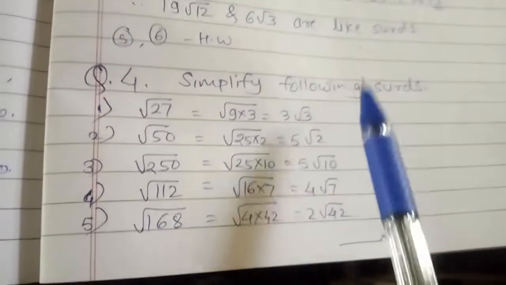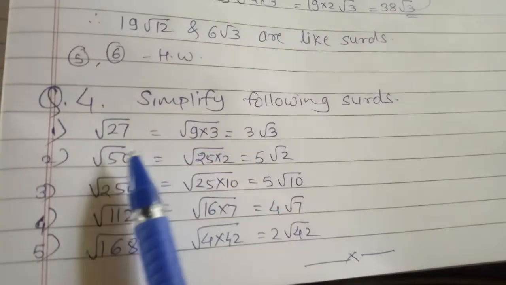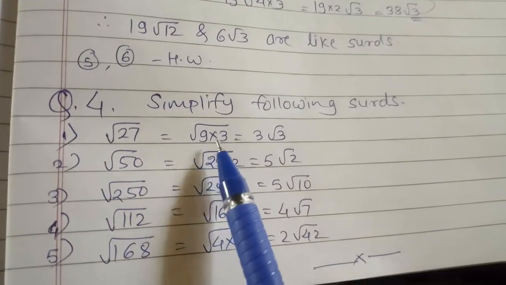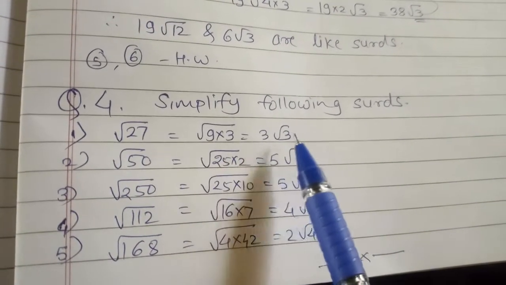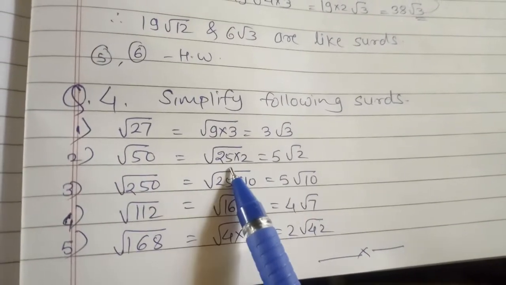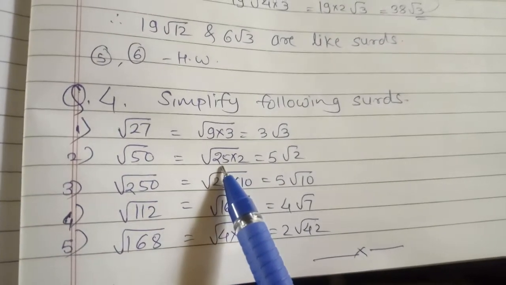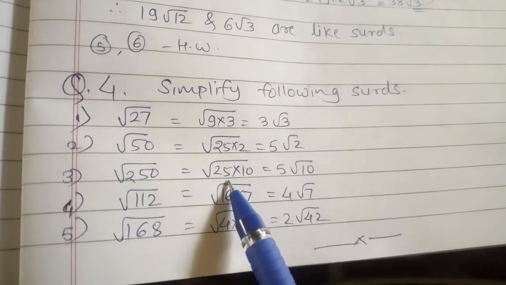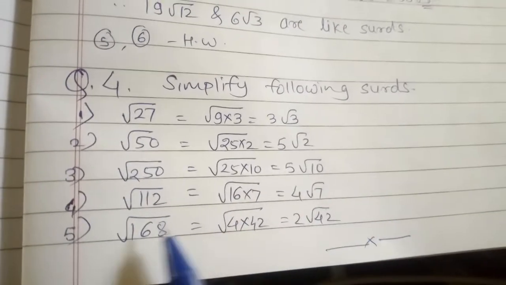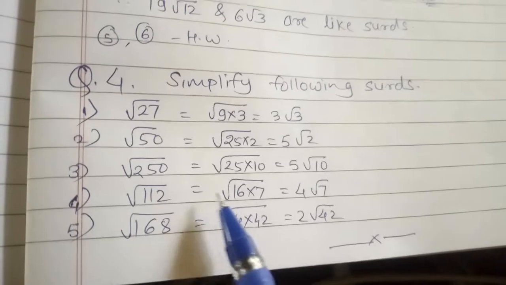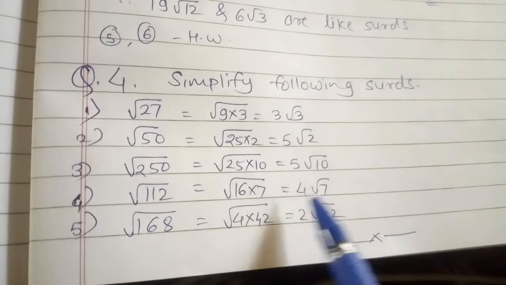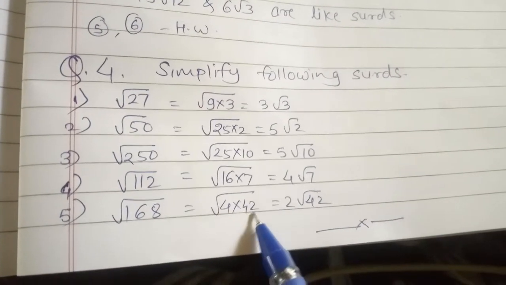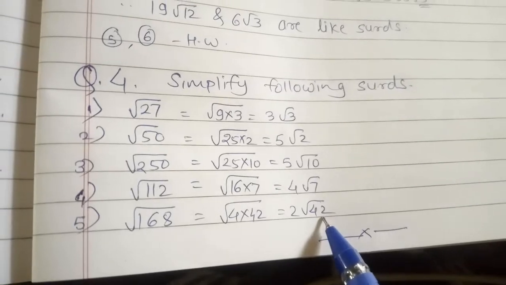Next, we have to simplify. Question number 4: simplify the following surds. Simplify means we have to factorize the numbers. Root 27, 9 into 3. The square root of 9 is 3, so the answer is 3 root 3. Similarly 50, that is 25 into 2. Square root of 25 is 5, so 5 root 2. 250, that is 25 into 10, so the square root of 25 is 5, so 5 root 10. Square root of 112, that is 16 into 7, so 4 root 7. Then root 168, that is 4 into 42, so 2 root 42.